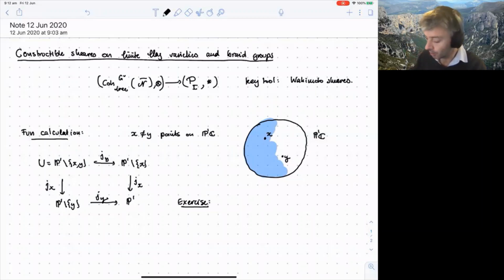The exercise is to show that, basically we're going to start with the constant sheaf on the complement. And then we're going to put these 2 points in, but we're going to put one in with a shriek and one in with a star. So j_x shriek, j_y star. And the exercise is to show that this is the same thing as doing it the other way around.